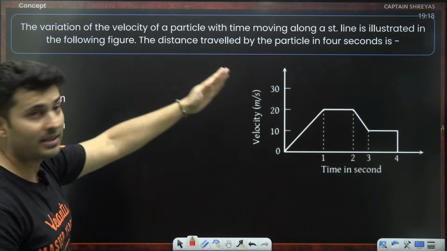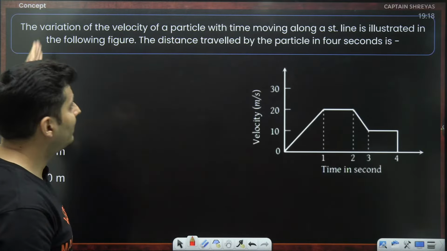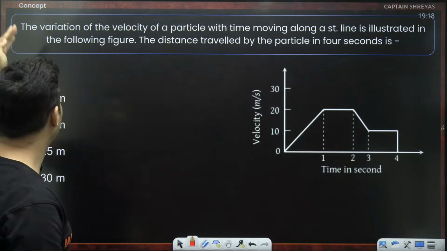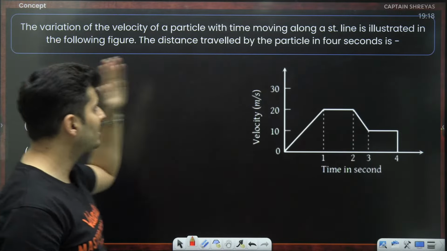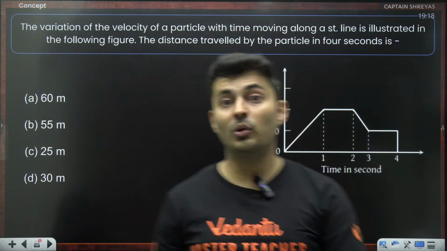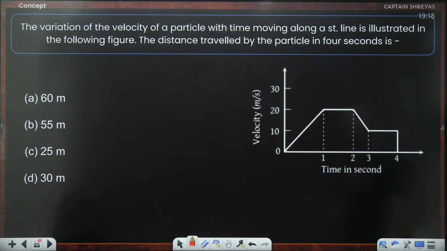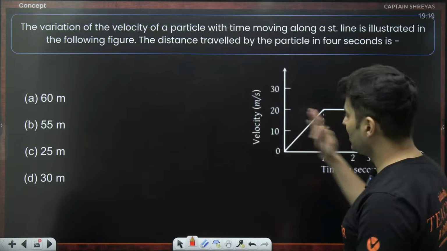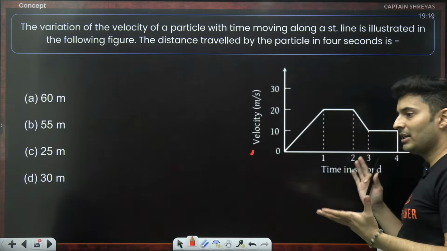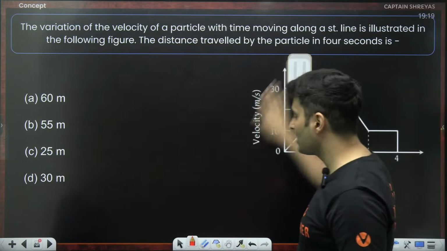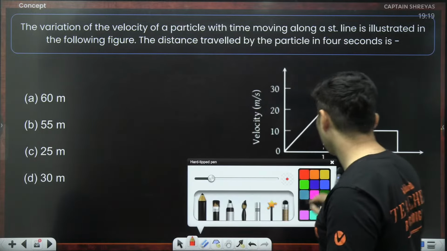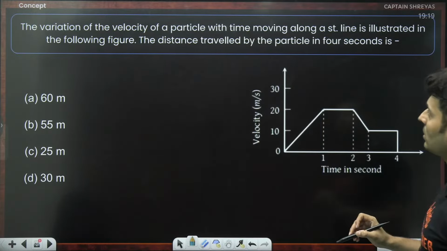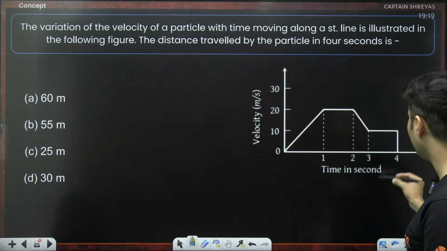The variation of the velocity of the particle with time along a straight line is illustrated in the following diagram. What is the distance traveled by the particle in the 4 seconds? Guys, velocity to displacement, distance, position means you have to find the area under the graph. So till 4 seconds, you have to find all the areas.